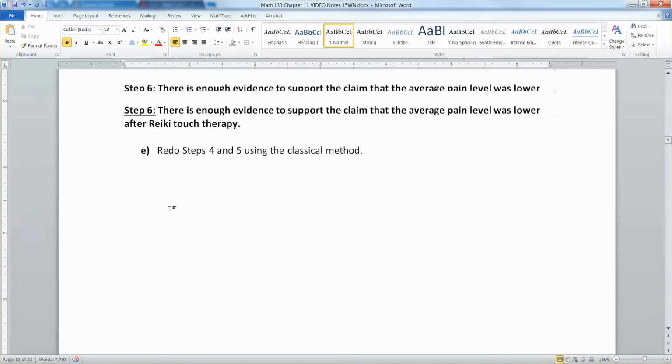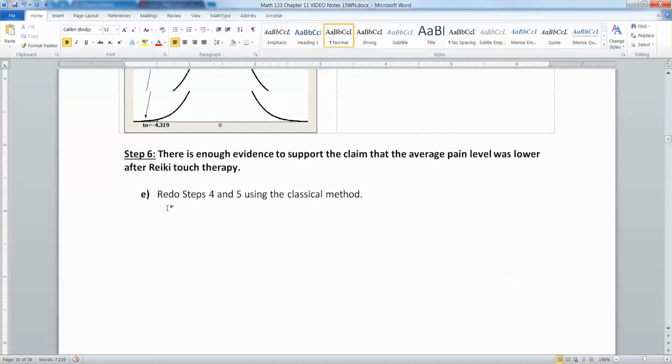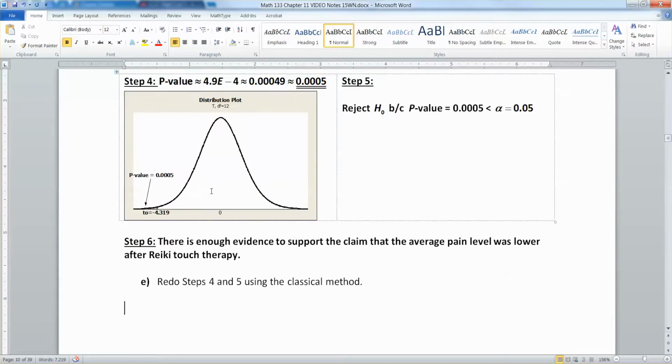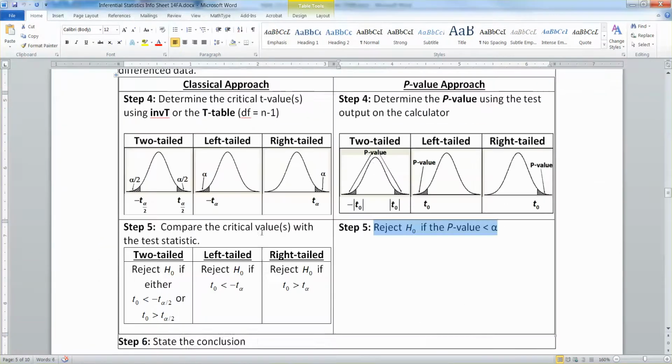And so now we're going to redo steps 4 and 5 because the other 4 steps don't change. Step 6 is the same no matter what you do. Steps 1, 2, and 3 are the same no matter what you do. Steps 4 and 5 are where the differences are. So let me go back and look at those differences real quick.